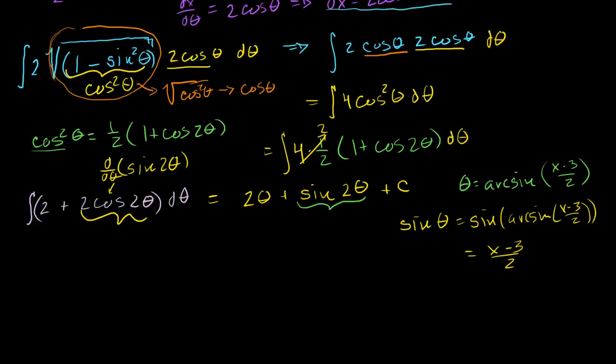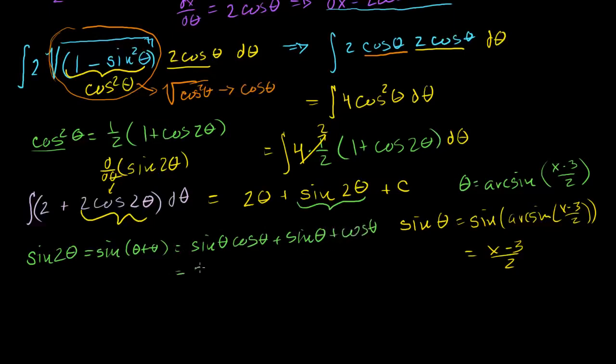Well, you may or may not know the other identity, and I've proven this as well, that sine of 2θ, that's the same thing as sine of (θ plus θ). That's equal to sine of θ cosine of θ plus, the θs get swapped around, sine of θ cosine of θ, which is just the same thing written twice, 2 sine of θ cosine of θ. Some people have this memorized ahead of time, and if you're going to have to take an exam on trig substitution, it doesn't hurt to have this memorized ahead of time.